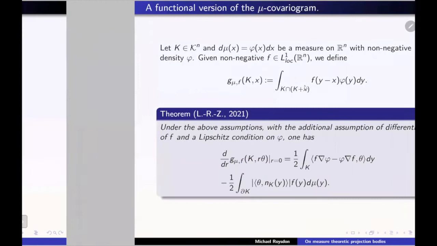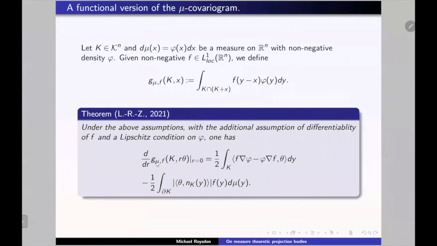And then in fact, we showed that you get a similar formula for the radial derivatives. You have that the derivative of the mu F covariogram of the body K is 1/2 the integral over K of F gradient of phi minus phi gradient of F, inner product with theta dy, minus this guy, which looks like our support function, this minus 1/2 the integral over the boundary of K of the absolute value of the scalar product of theta with the outer unit normal of K at Y, F of Y, d mu of Y.